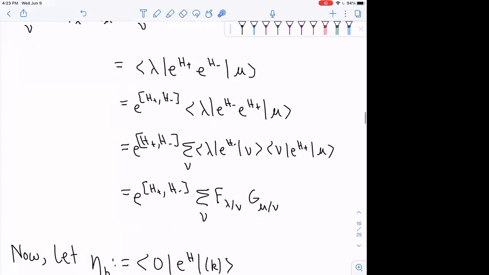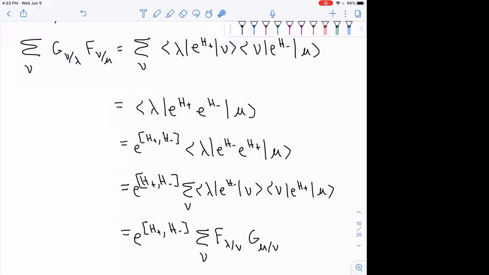So on the left-hand side, the sum is infinite, but on the right-hand side, it's finite. Is that right? Oh, that's a good question.